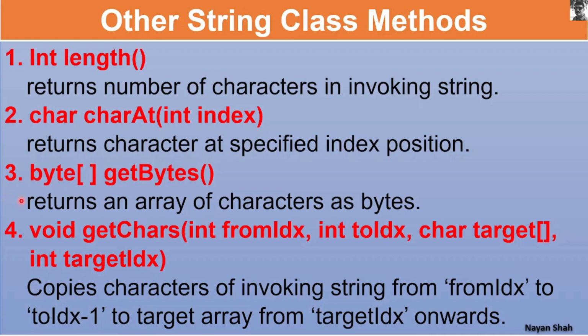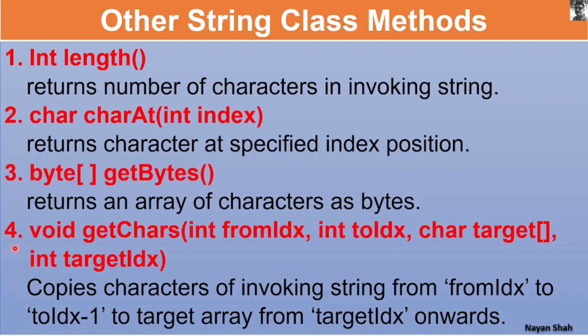Third method, byte array, that is the return type. When you execute this method, that is the getBytes method, the output would be an array. So byte[] getBytes will return an array of characters as bytes. It converts a character array into a byte array.